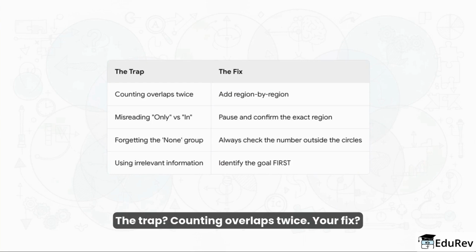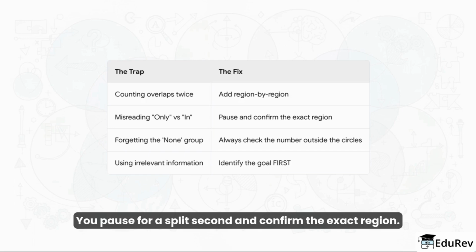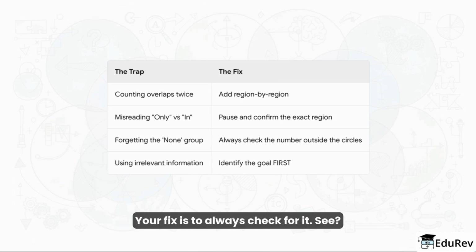The trap? Counting overlaps twice. Your fix? You already know it. Add region by region. The trap? Misreading only versus in. Your fix? You pause for a split second and confirm the exact region. Forgetting the none group, the number outside the circles? Your fix is to always check for it. See? For every predictable trap, there's a simple, powerful fix.